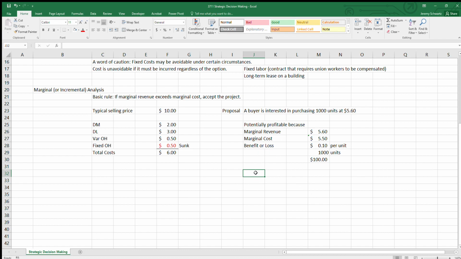So this previous example is showing us that we could make $100 more if we sold it for $5.60 rather than our traditional $10. Well, we can be ahead, but should we do that? That's where the basic rule is: we have to think about these considerations.